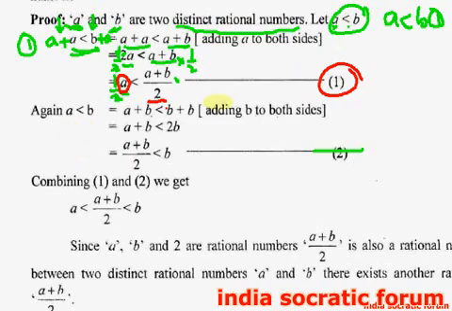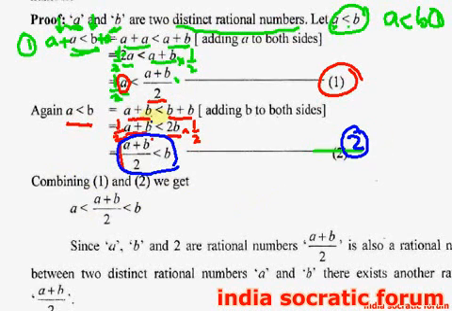In the same way, we have A is less than B. Instead of adding A on either side, we add B on either side. B plus B is 2B, and on this side it is A plus B. So A plus B is less than 2B. Multiplying by 1 over 2 on both sides, we get (A plus B) by 2 is less than B. So this is step 2.